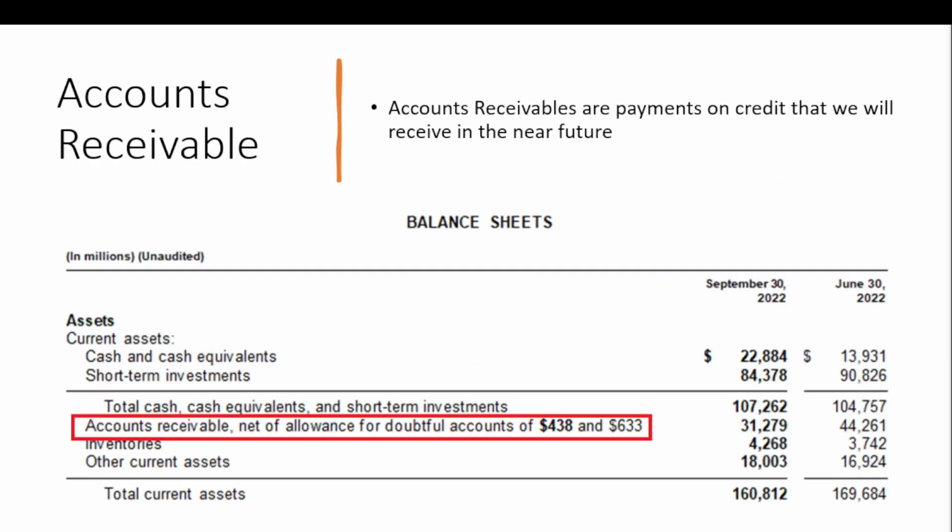Now, accounts receivables, what exactly are they? So accounts receivables are basically payments on credit that we will receive in the near future. So just imagine you buy something with a credit card, okay? Let's say I bought a TV that cost $100. Now I got the TV today, but when is that company going to receive the money for that TV that I bought? Well, they're going to receive it at a later time.